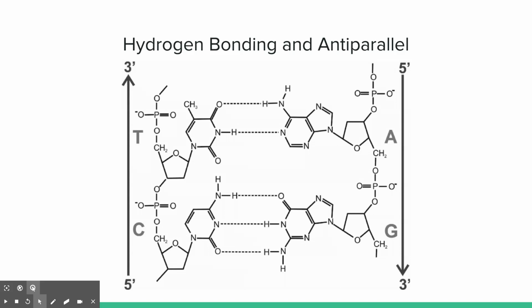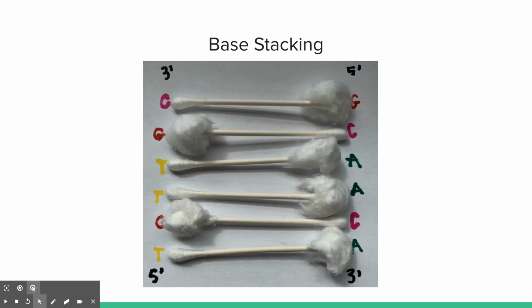The strands are also anti-parallel. Notice that the 5' carbon of one strand lines up with the 3' carbon on the other strand. Base stacking in DNA is where each base pair is parallel to the other. This helps stabilize our DNA.